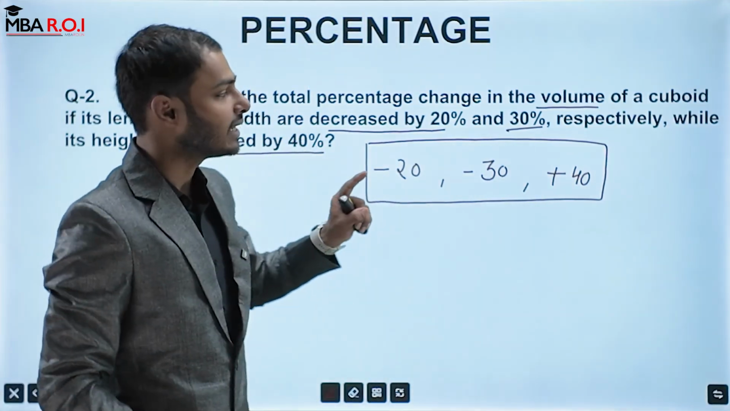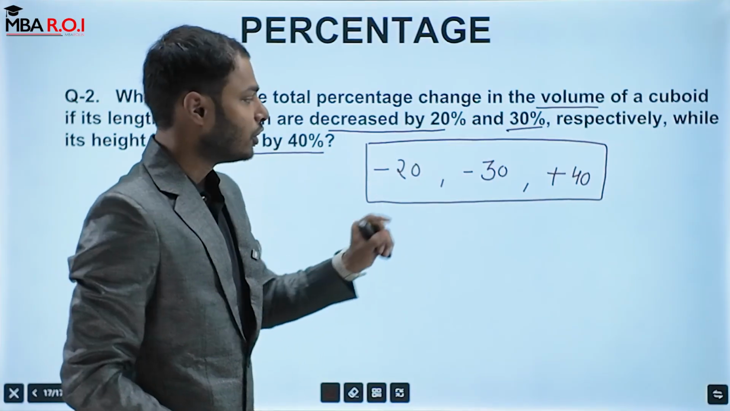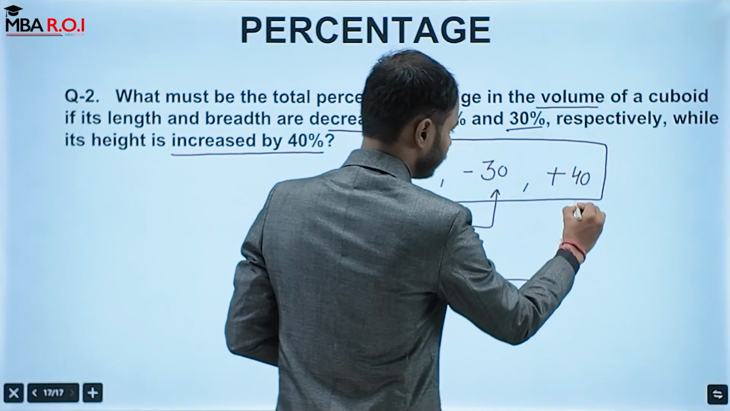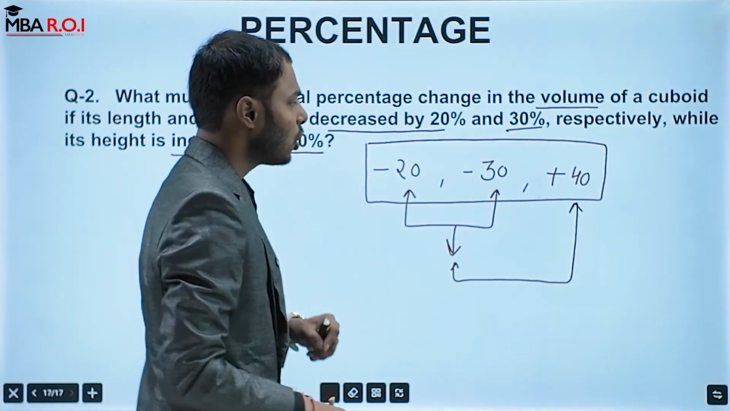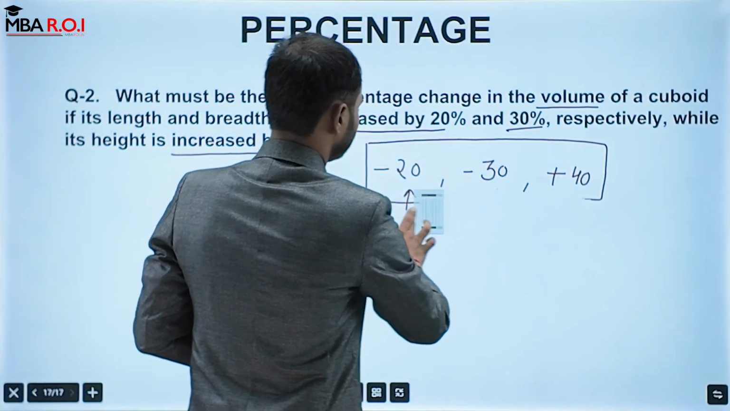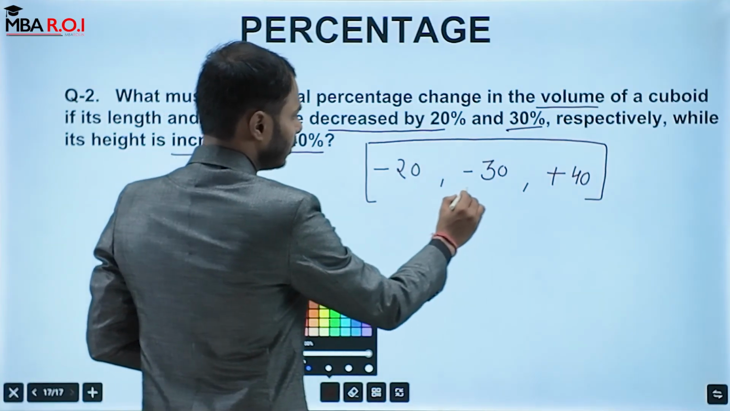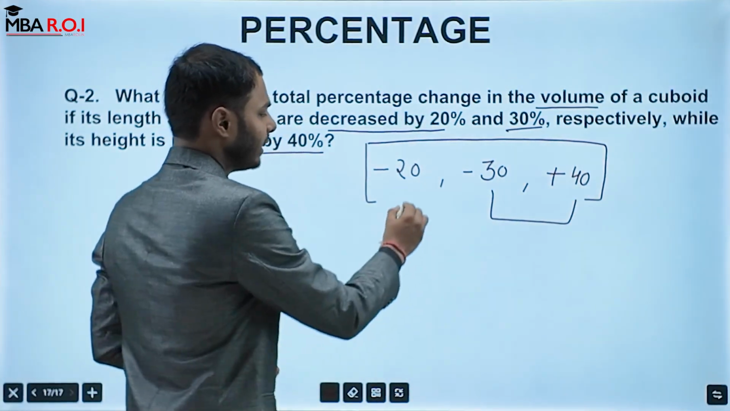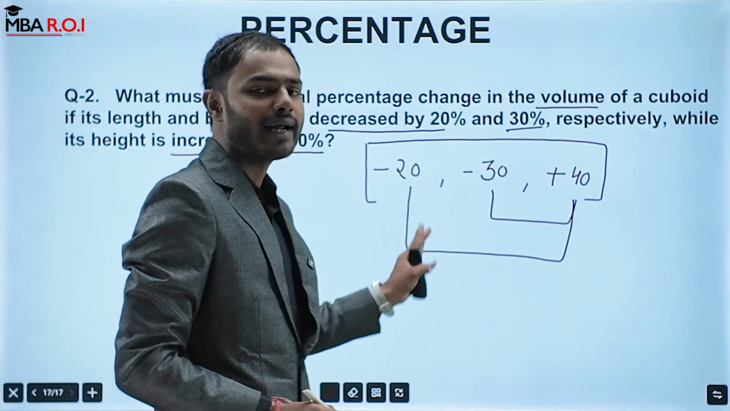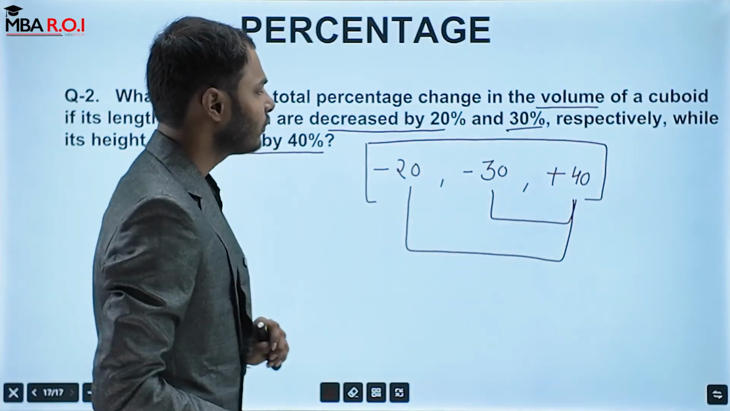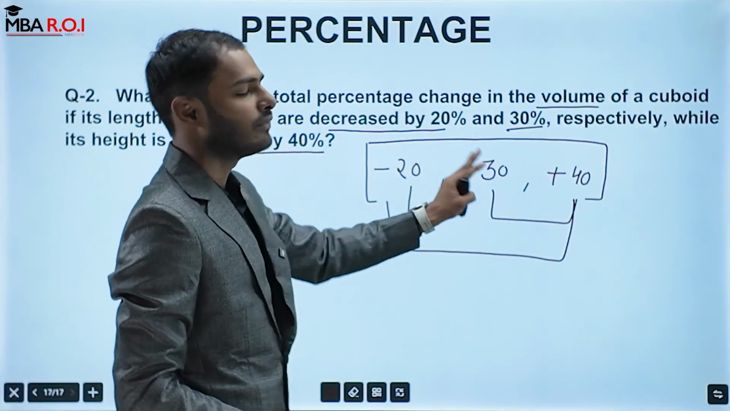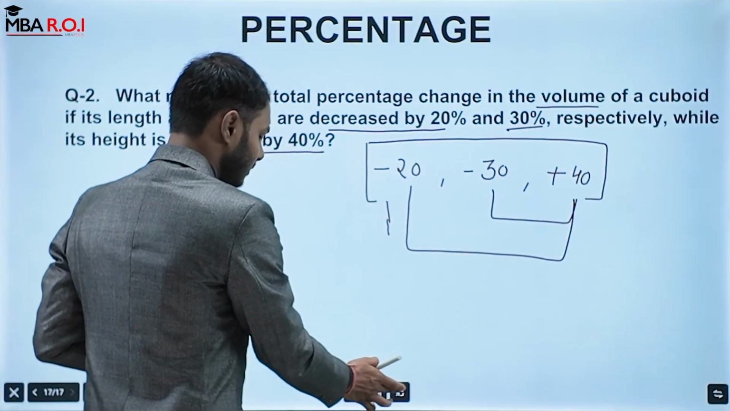The first thing that we have studied is that order is not important. You can take these two first, and whatever answer comes, you can club this with this 40. Or you can initially take minus 30 and 40, then combine it with 20, or you can take 20 and 40 and combine it with 30. So you can take any two first and then combine it with the third one. What we are going to do is take 20 and 40 first, and then whatever answer comes, I will solve it again with the 30. Okay, so let's try this.